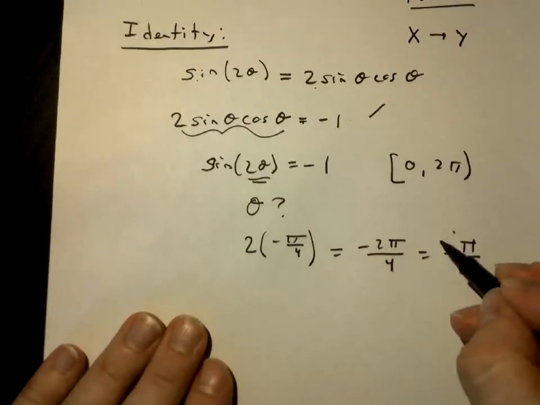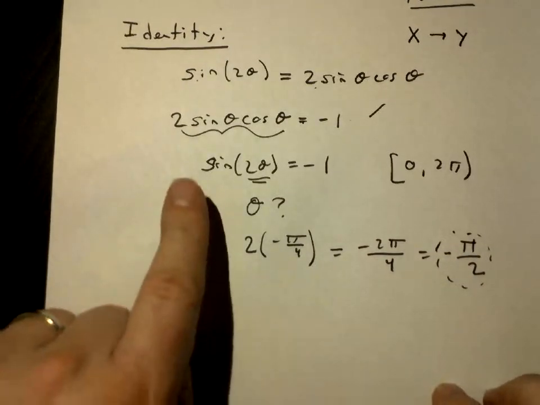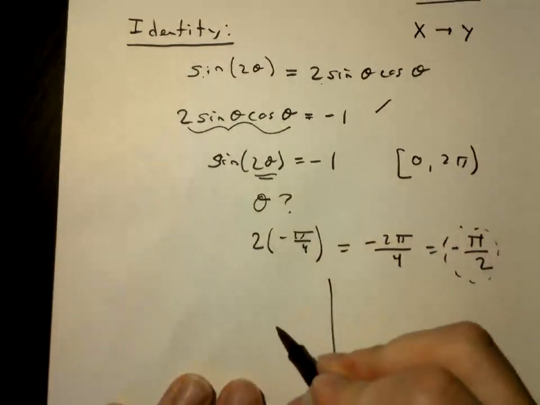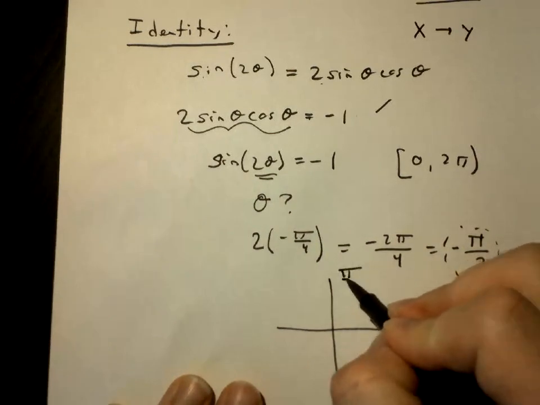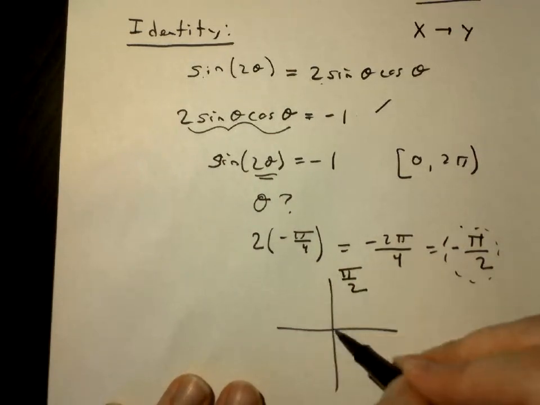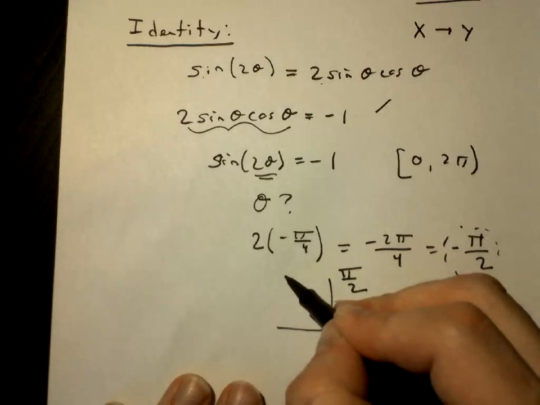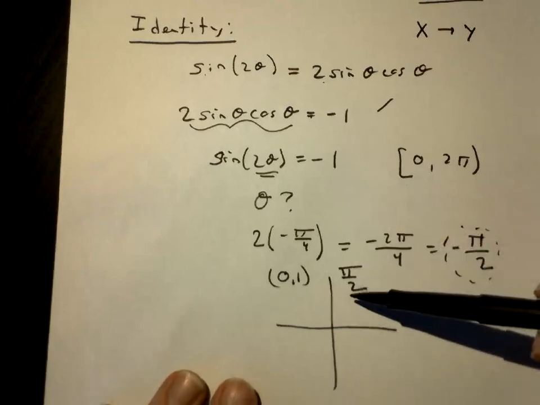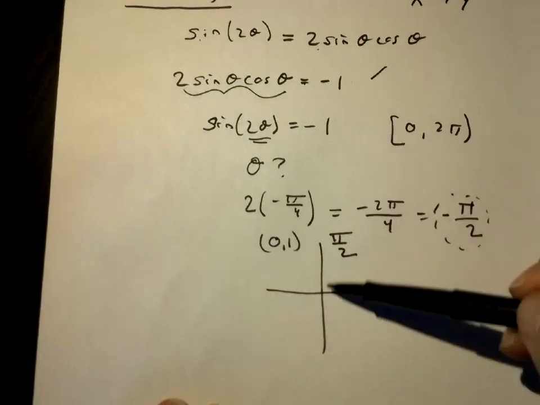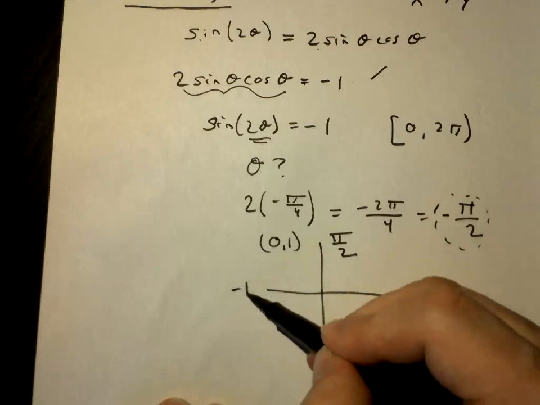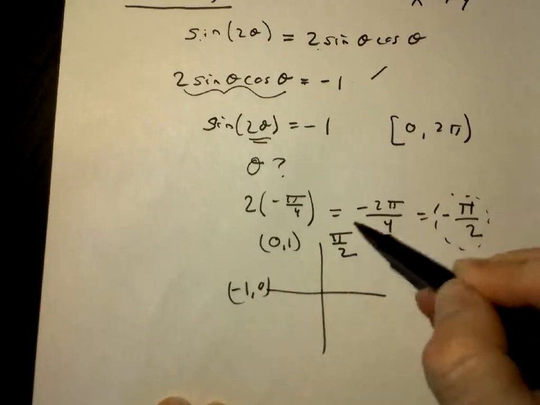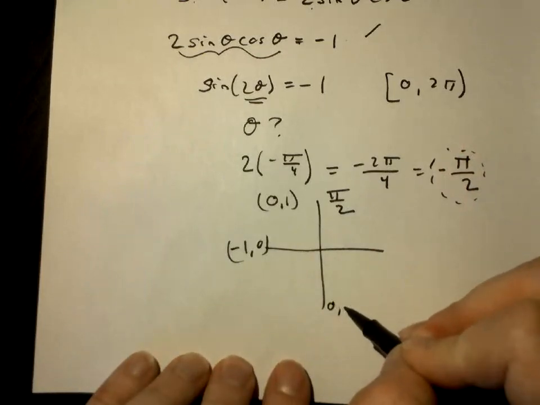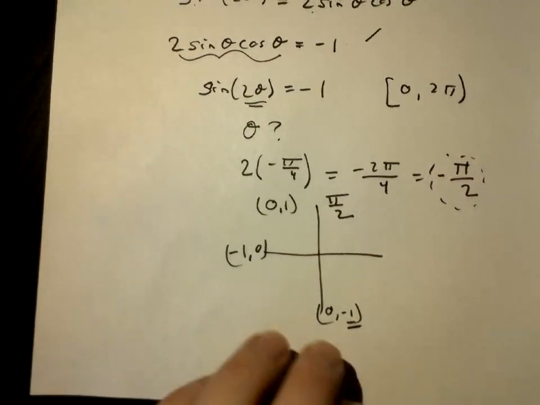Now, I want you to look at this part right here. Is sine of negative pi over 2, is that -1? So if we draw our unit circle, and I do believe pi over 2 is over here, and that is what? Is that 0, 1? Well, that's not going to work. Well, where is -1 at? Well, -1's over here, so that's -1, 0. Well, that's not going to work. So let's go down to here. 0, -1. Okay, there's sine right there.